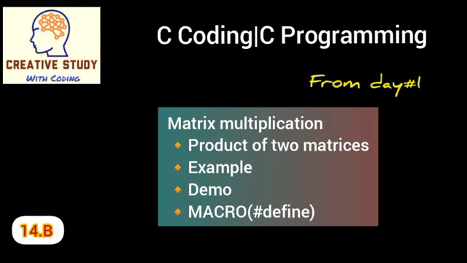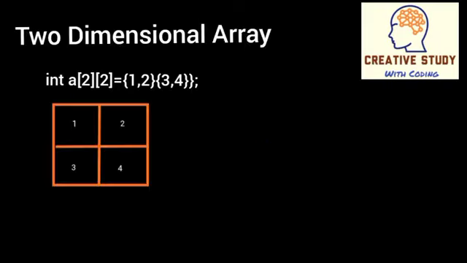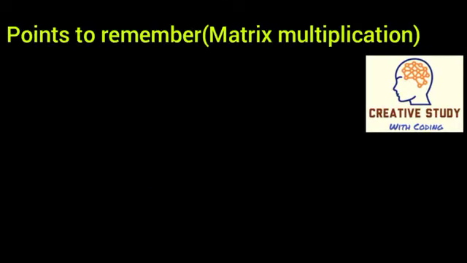In this video, we'll learn matrix multiplication, that is, the product of two matrices, a sample demo, and macros in C, hash define. We already learned that an array can be represented in the form of a matrix. For example, this is a two-dimensional array of two rows and two columns that can be represented in matrix form. There are some points to remember about matrices for multiplication.